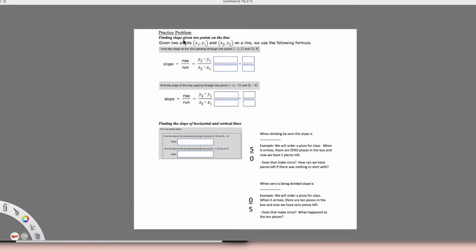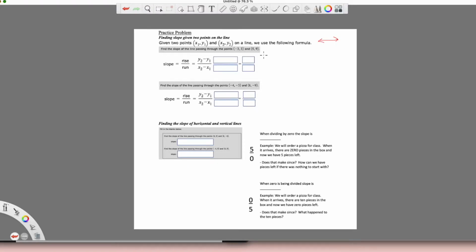So remember, points are always listed x then y. That's why we call them ordered pairs, because they're in order. First x, then y. X represents moving right and left. Y represents moving up and down. We don't do both at the same time. So we have a point 1, so we note that with ones here.